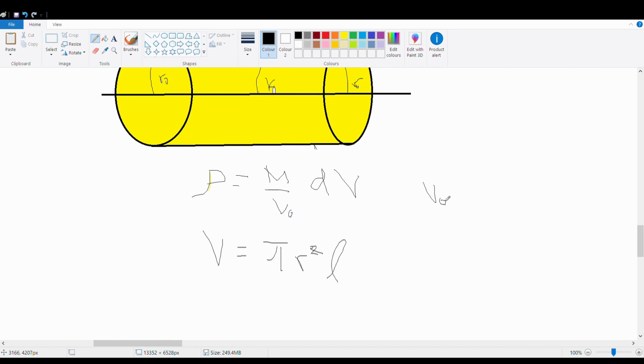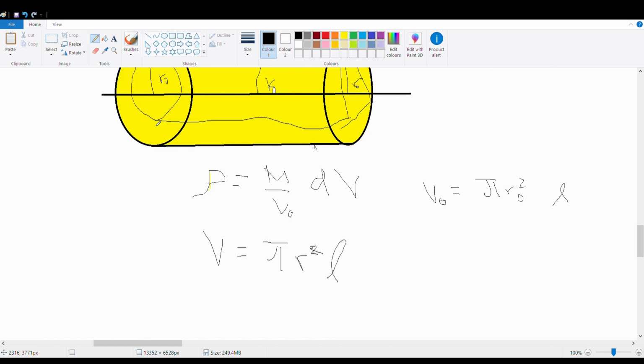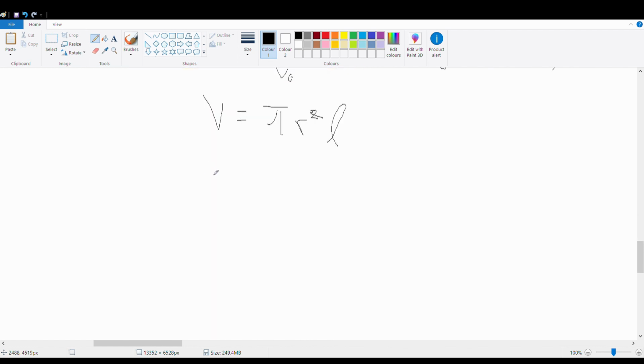Just to make it clear, V naught is equal to pi r naught squared L, and V is simply the volume of any cylinder of radius r, because here we're using the same idea that we did in the case of the disk. We consider another cylinder extending like this as well, with the same length L but radius r, and thickness dr.